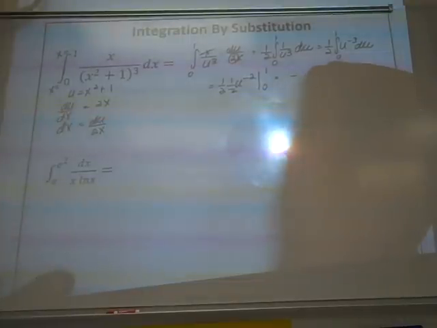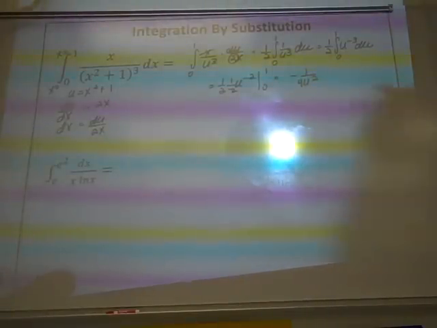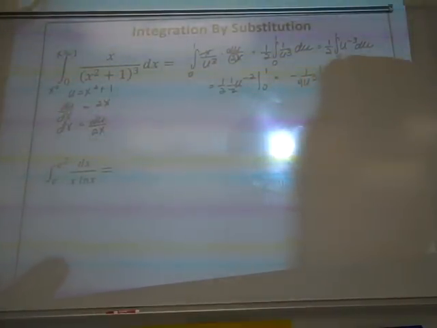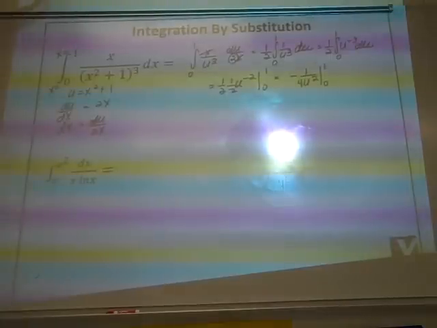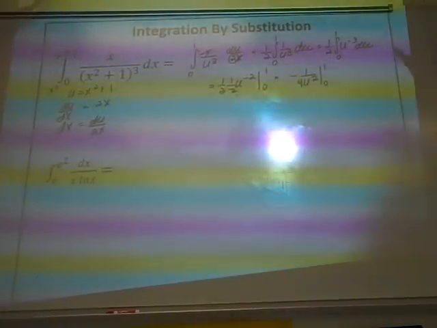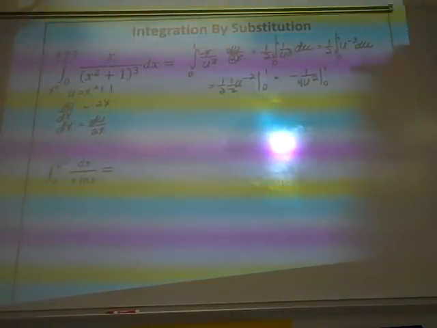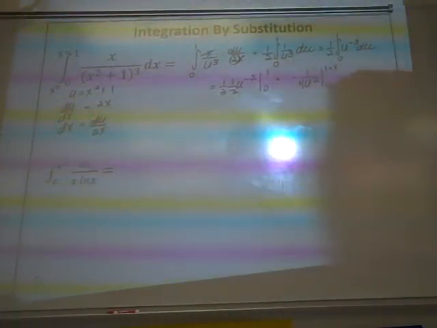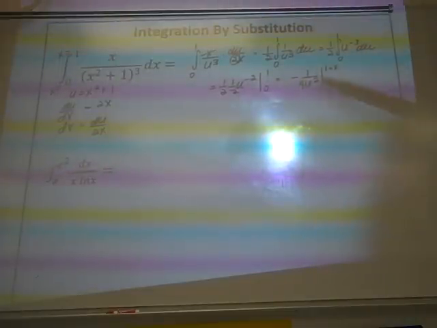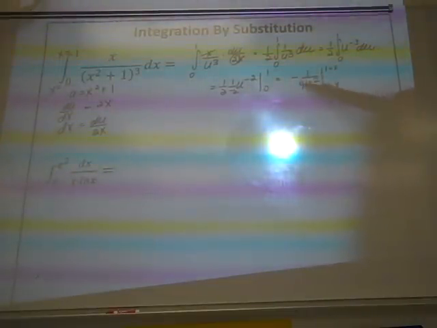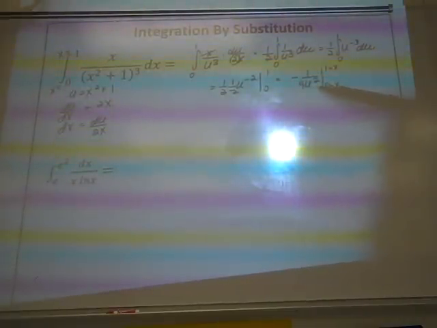I could even rewrite this. 1/2 times negative 1/2 is negative 1/4. That u to the negative 2 I can send downstairs as u squared. I'm going to evaluate this between 0 and 1. But stop, wait, hold on a minute. These are x values. We cannot plug in these x values into u and expect to get the right answer.